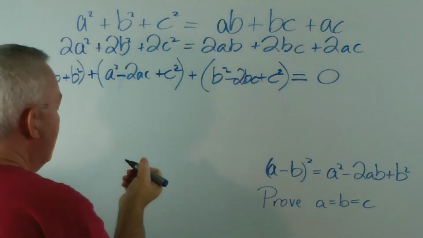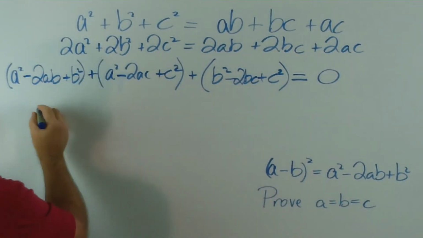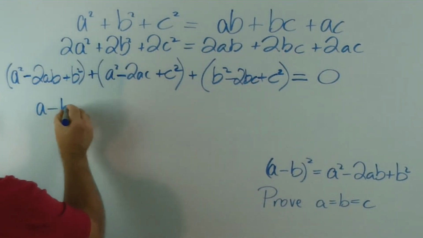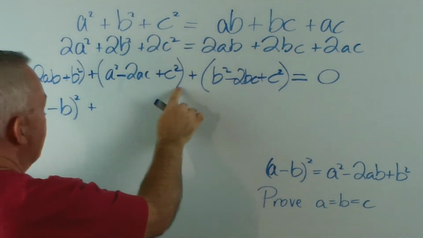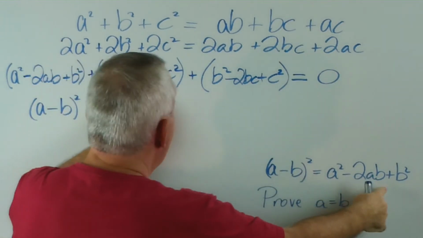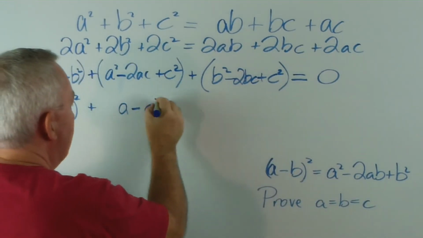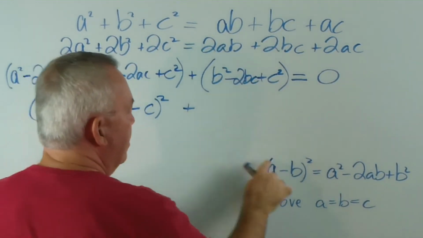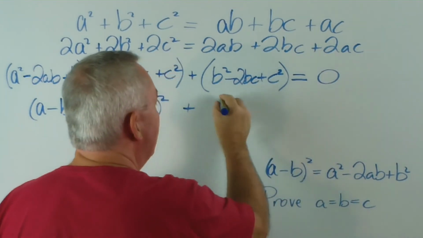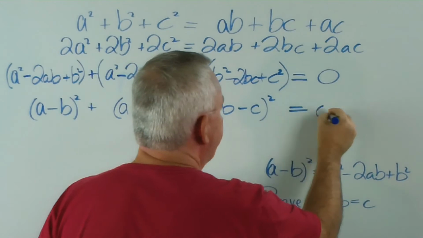But notice what happens. This here is exactly what I discussed with you earlier. This is a minus b all squared. What's this? Well, it's the almost identical pattern, but instead of a and b, it's got a and c. This is a minus c all squared. And this one, same pattern again, but with b and c. This is b minus c all squared.